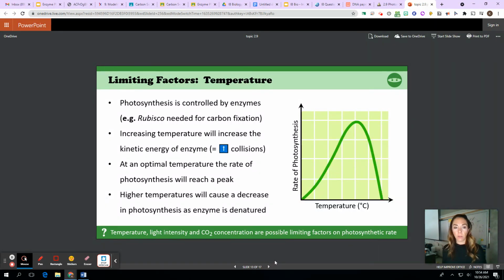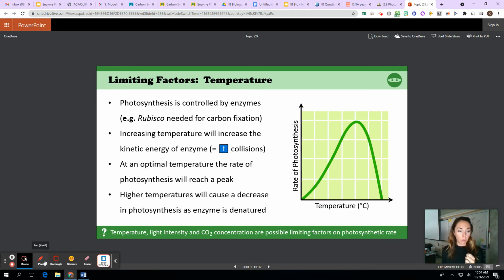Okay. All right. The first one is temperature. So why do these things have different rates or optimals? Because they're controlled by enzymes that are used for carbon fixation, right? One of them is called rubisco, and it's needed to fix the carbon from the air. And so there's an optimal temperature at which that enzyme will hit its peak rate of photosynthesis.